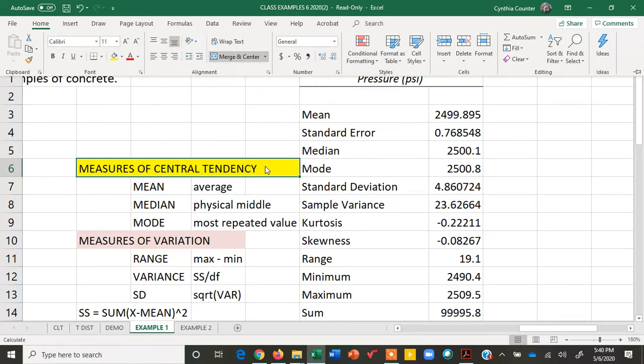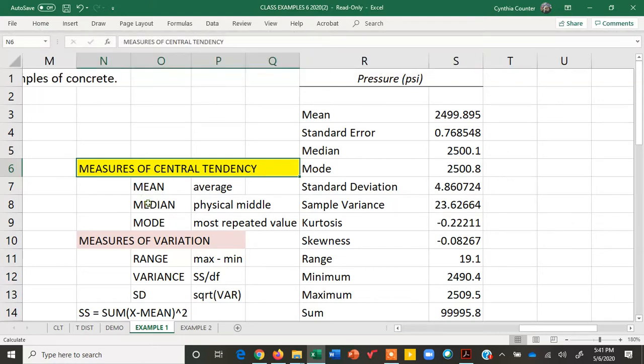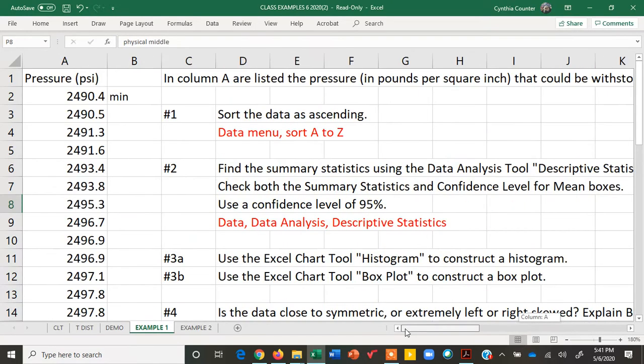Measures of central tendency are ways of defining the middle. We can define the middle in different ways. Usually when you hear the word middle, you're thinking of the physical middle, or what we call the median. The median is the physical middle. So when you have your data set ordered, it'll be the value exactly in the middle.